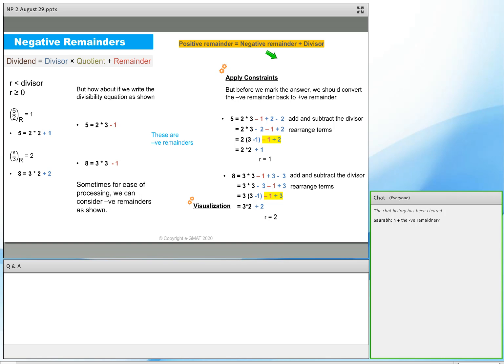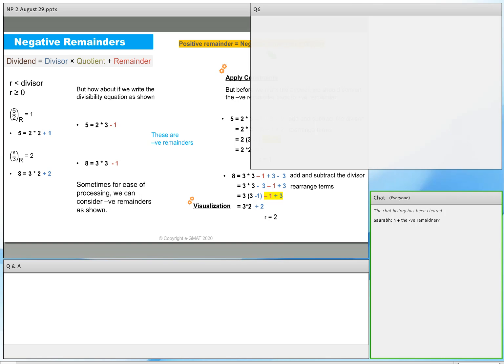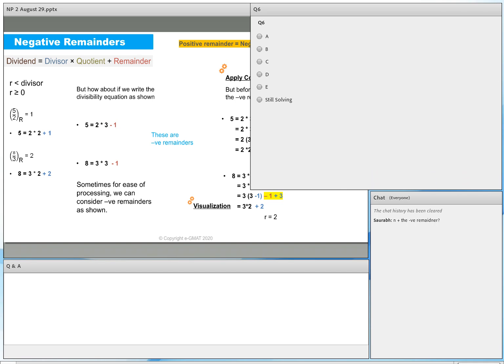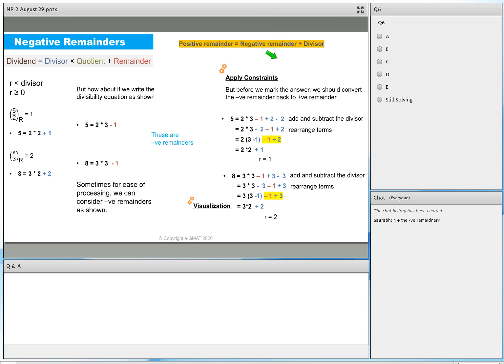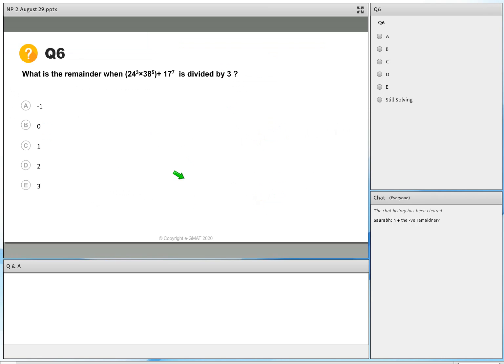Mark still solving first of all to show me you're ready. It's here. The poll is open. Go on. Okay, here's question 6. Good luck. Use everything you've learned.